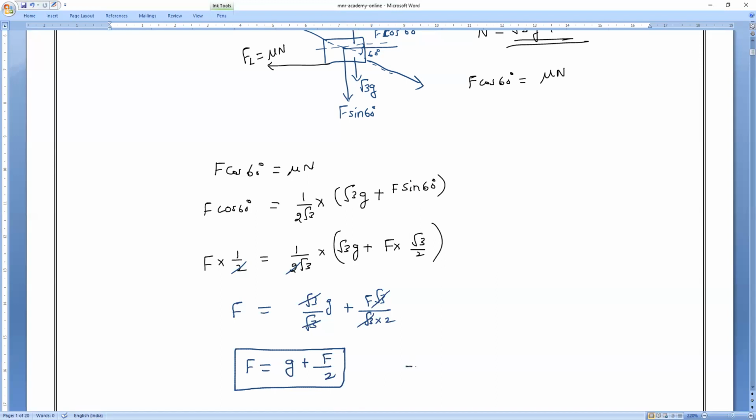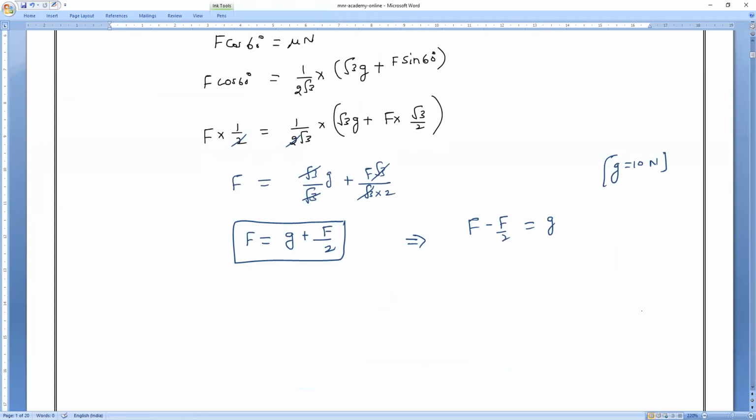Now from that we have to find the value. The plus F will come to this side and become minus. So F minus F by 2 equals g. We know the g value is 10 newtons. F minus F by 2 means remaining F by 2. So F is equal to 20 newtons. That is the maximum force, the limiting force.